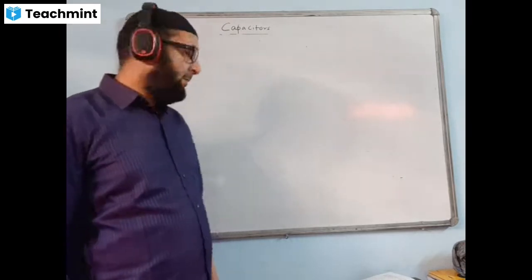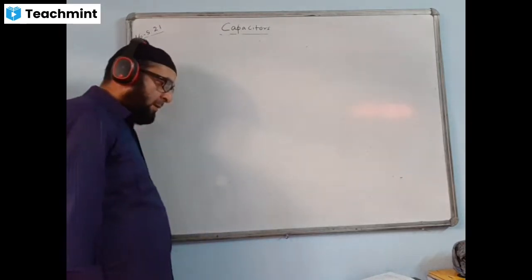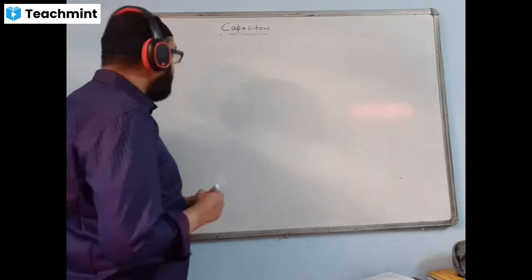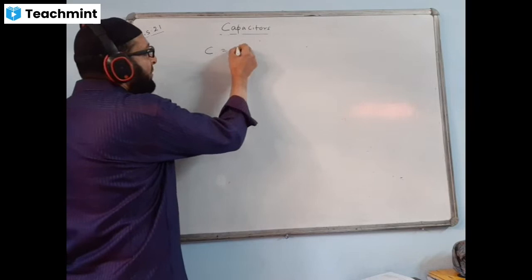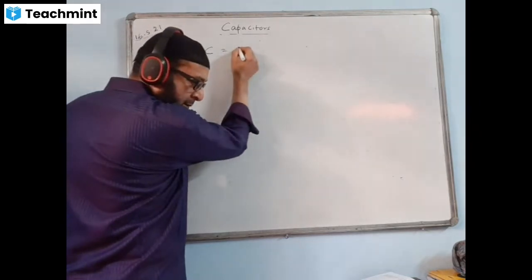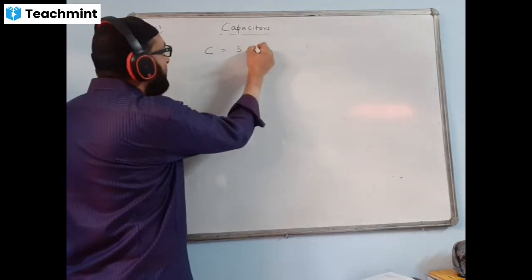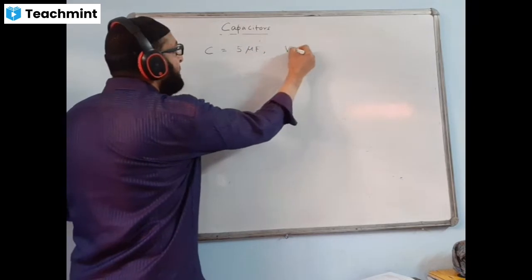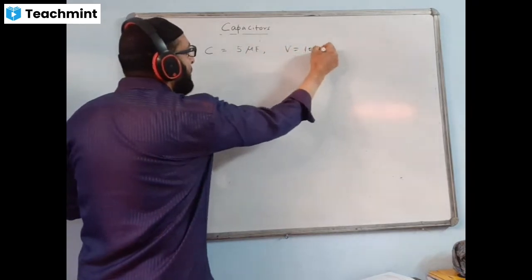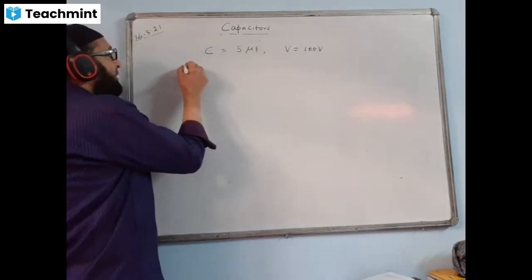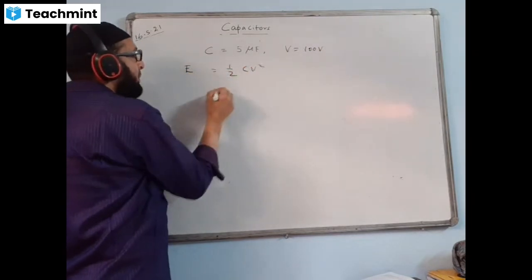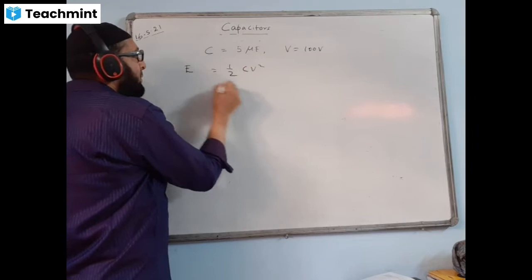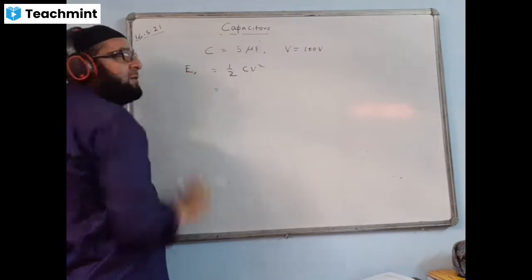Okay. There are two parts. So we'll take the information first. Capacitance value is given how much? 5 microfarad. Voltage is given how much? 100 volt. First we have to find energy stored. Energy stored, the formula we have is half CV square. This is E naught. E naught means energy in the free space when there was no dielectric.